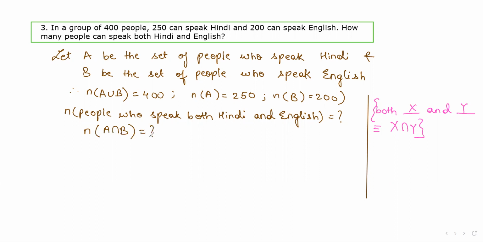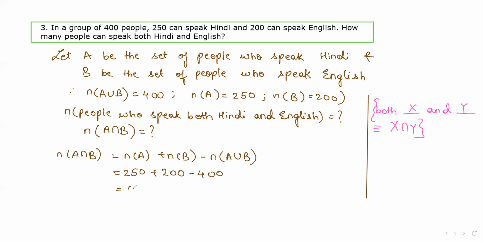This is asked. Again, we have the formula for this. n(A intersection B) is equal to n(A) plus n(B) minus n(A union B). Substituting the values, 250 plus 200 minus 400. This is 450 minus 400, which is equal to 50. So n(A intersection B) is equal to 50.